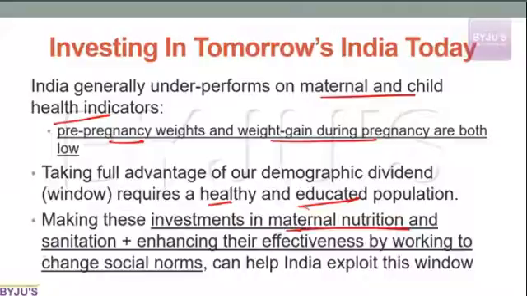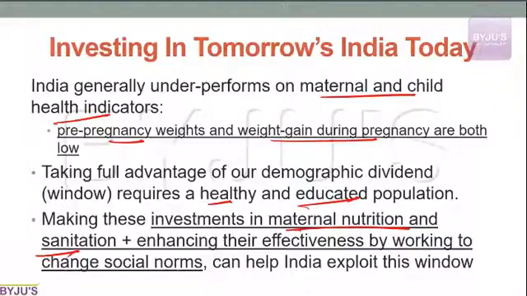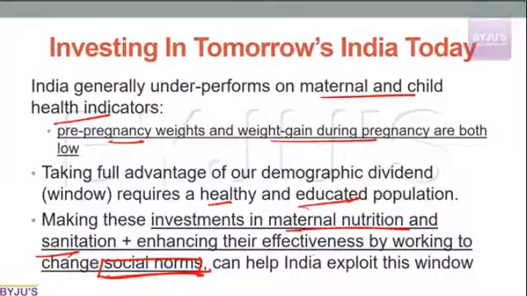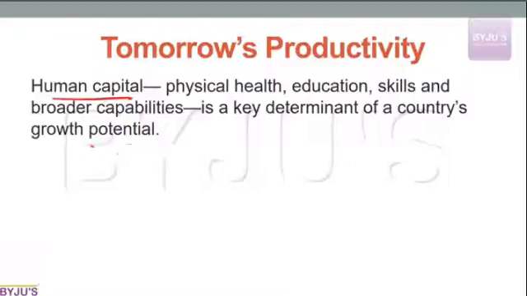However, just working age population is not enough. We need to have a healthy and educated population also, which is why health and education are primary areas of government investment. So we need to invest in maternal nutrition, sanitation, and also changing some social norms. We'll discuss this a bit later. Only then can India exploit the demographic window.